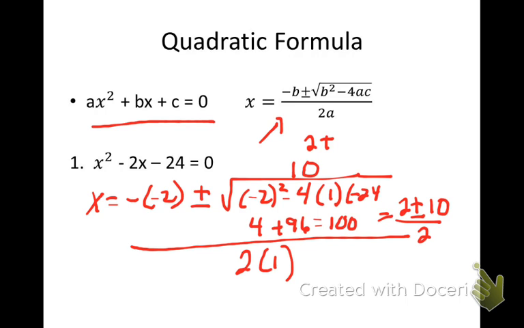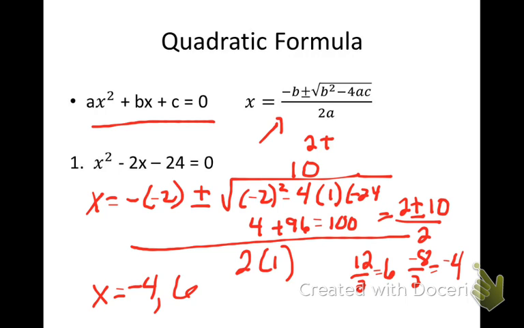So 2 plus 10 is 12 over 2, which equals 6, and 2 minus 10 is negative 8 over 2, which equals negative 4. So we get for an answer negative 4 and 6 as our two answers. So a lot of arithmetic, but we get to the answer, and to me it's better than doing the graphing. Okay, let's try another one.